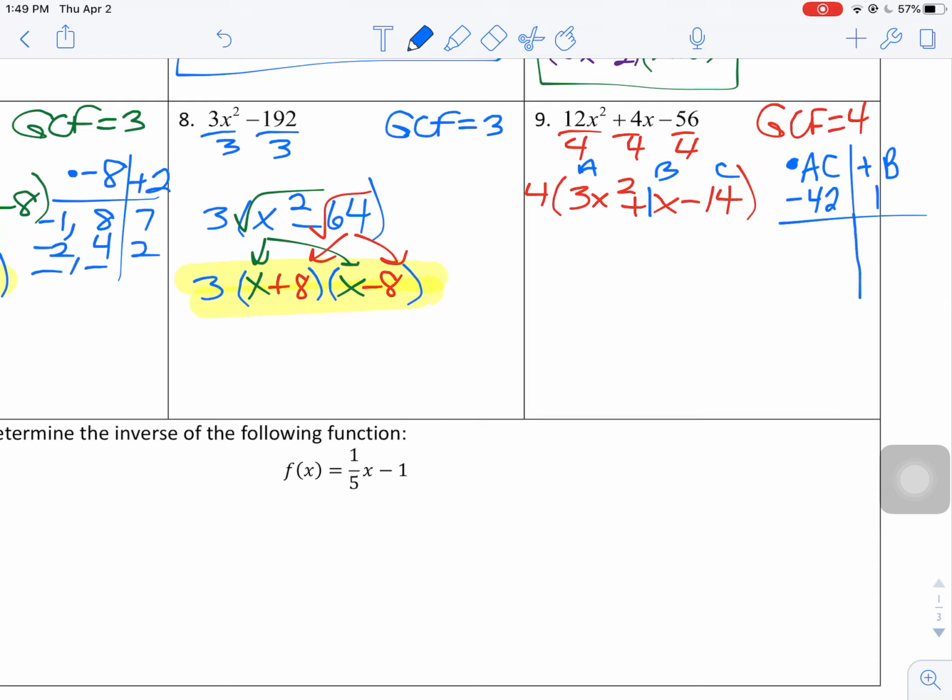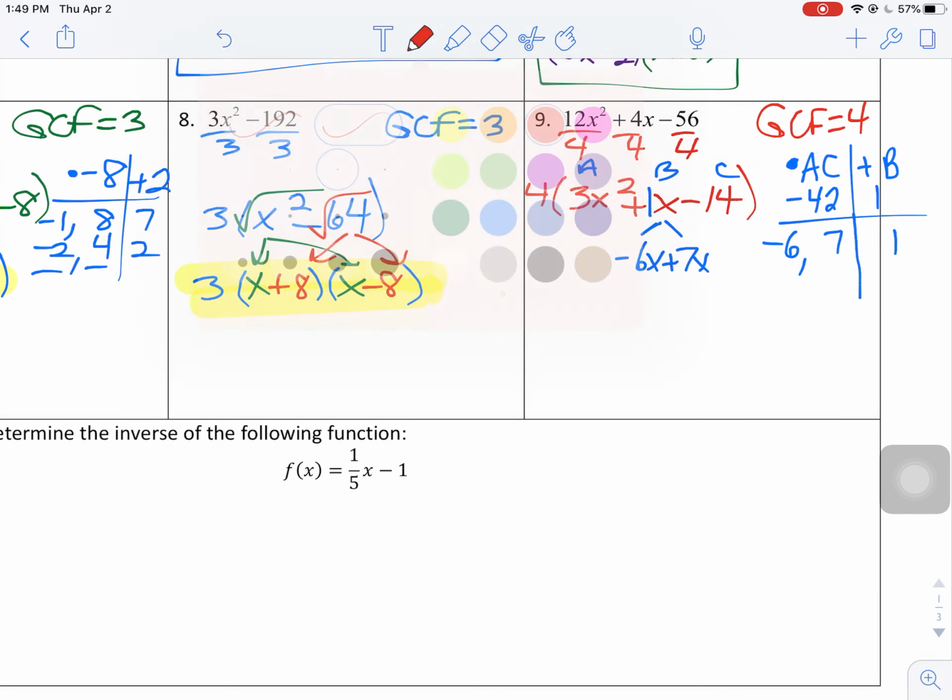Just to save time, let me just jump to the right answer. So 6 times 7, but one of the numbers has to be negative because we're multiplying to a negative. And then I'm trying to add up to a positive 1. So I'm going to make the 6 negative. All right, so those 2 numbers are used to split this middle term here. So that'll be a negative 6x plus 7x.